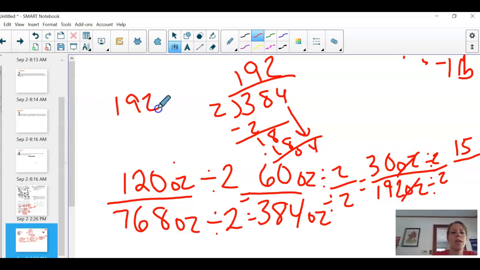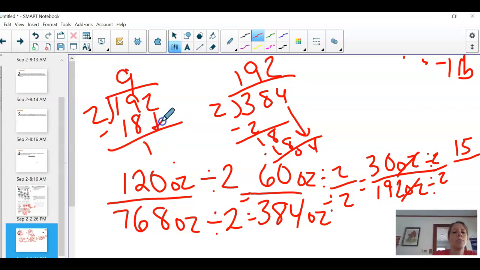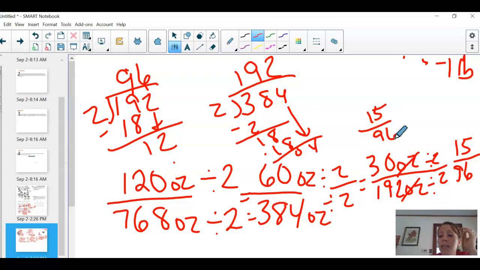I'm going to divide again. This gives me 9, 18, 1, bring down the 2, 2 times 6, gets me to 96. Now when you look at that, you might be going, okay, it's not even anymore, and I'm at 15/96, okay? But I can tell it's divisible by 3, and here's how.